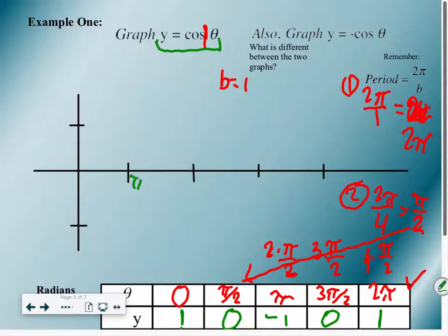Label pi over 2, pi, 3 pi over 2, and 2 pi.